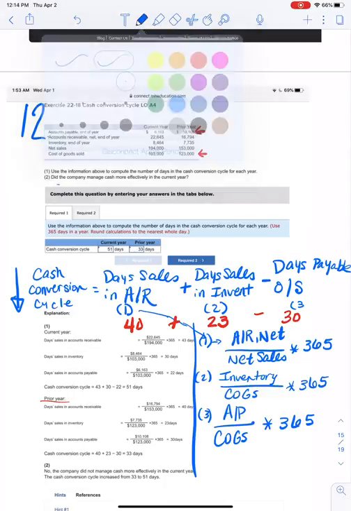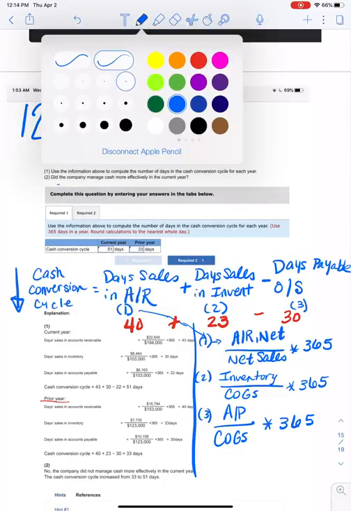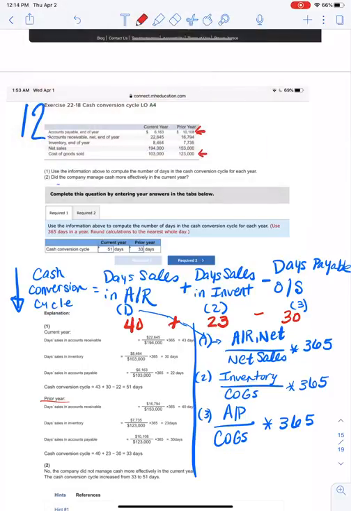So what we can see now is when I take 40 plus 23, I will get 63 days. Then I will back out my 30 days, and this will bring me out to 33 days of cash conversion cycle for the prior year. So you say, well, it looks like we're done with the question and we're done with part one.